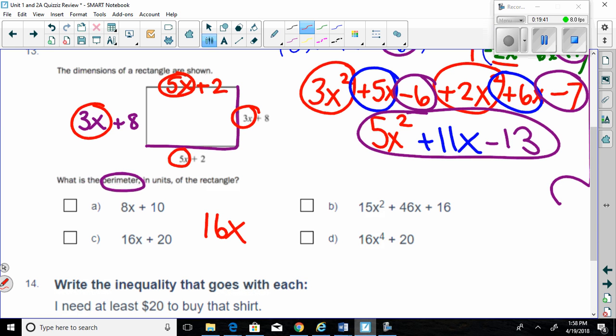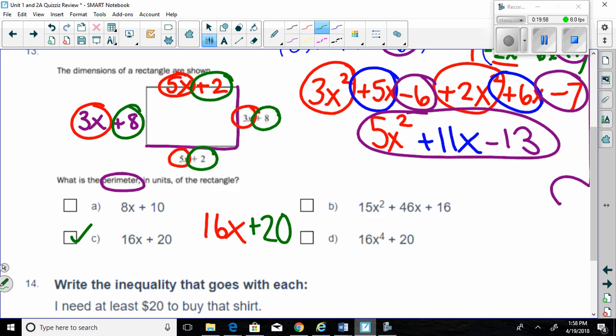16x. And remember, we don't add the exponents. That's only when you multiply. Then we add the constants. 8 plus 2 is 10, plus 8 is 18, plus 2 is 20. So the perimeter.